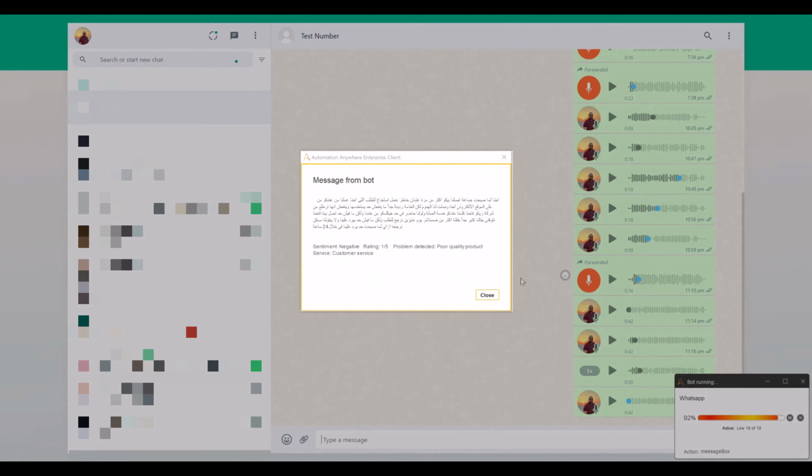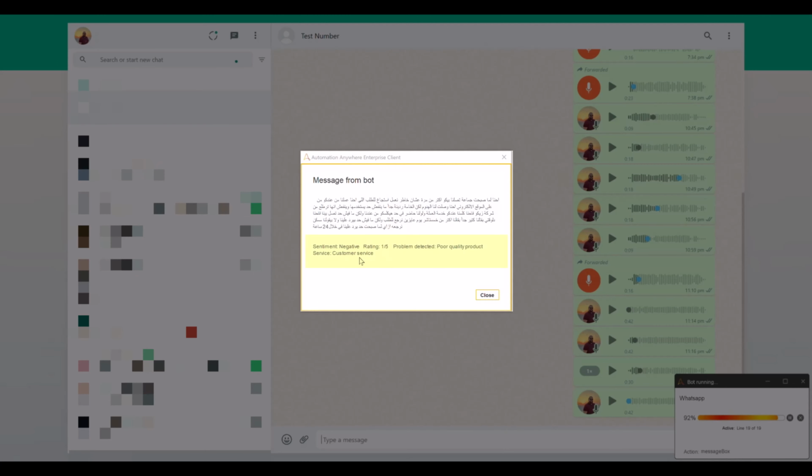As you can see, the output of the bot is showing in the message box, stating the text detected in the voice note. The sentiment was negative, rating 1 over 5, the problem detected was the poor quality product, and the service related to the complaint was the customer service. This was an Arabic voice note complaining about the poor quality of the product and the customer service not being able to help him with how he can return it.